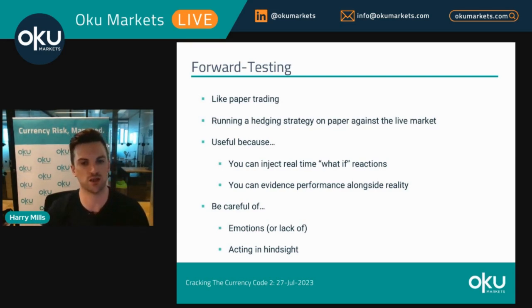So the back tester really is a hindsight kind of approach, and that can be a limitation. But the forward testing, that paper trading, running a test alongside reality, is particularly useful, I think. But just be careful of emotions, or lack of. So you're looking at everything in the cold light of day, or are you going to potentially make an emotional decision that you might not otherwise have done with real life trading?